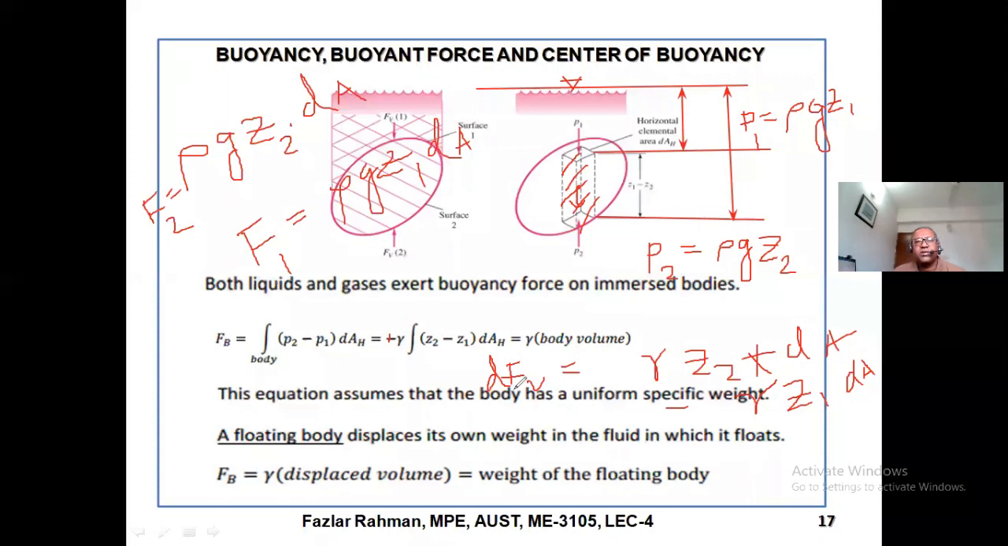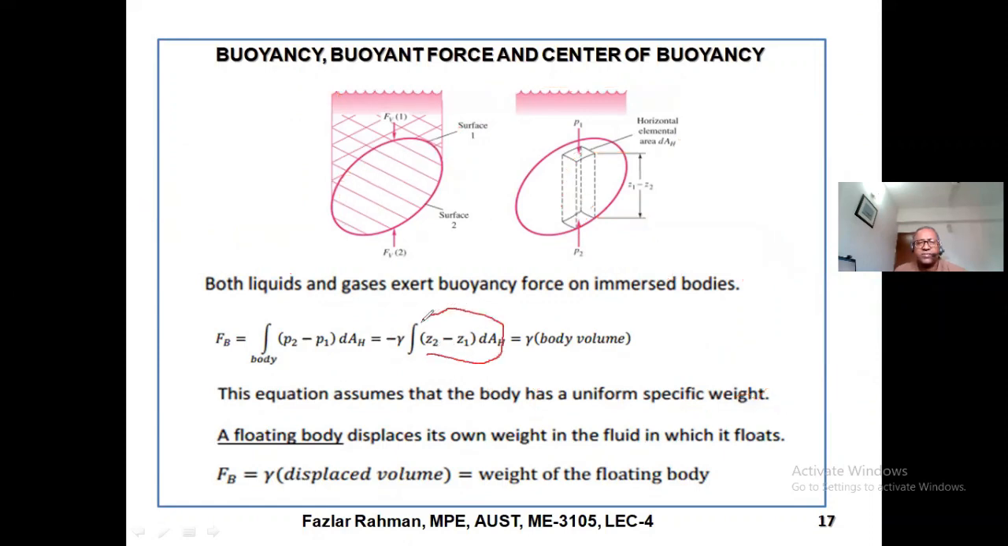So if you figure out the total force on the whole body, you have to do the integration. So FB equals the integration of P2 minus P1, which ultimately gives Z2 minus Z1 into dA. Z2 minus Z1 is actually the height of the body, and dA is the cross section of the body. So ultimately this gives the volume of the body. Then multiply the volume of the body by gamma, and you will get the weight.